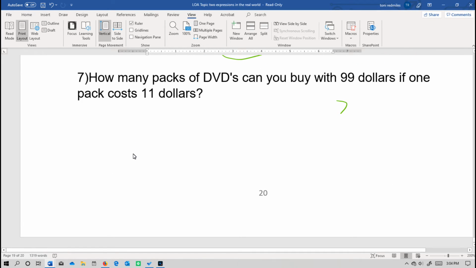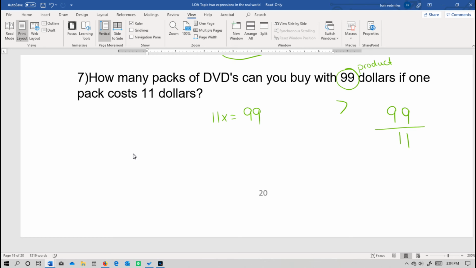How many packs of DVDs can you buy with $99 if one pack costs $11? I am given the product in this one. Okay, to be able to find the answer, I have to take $11 times the amount of DVDs that I get, and that will give me $99. Well, I know in the real world, using common sense, all I have to do is divide the 2 numbers, and I get 9 DVDs. If I have $99 and each DVD is $11, I can only buy 9 DVDs.